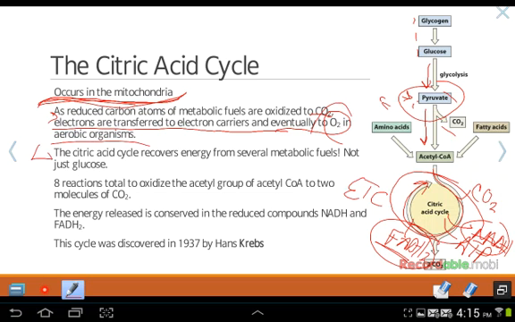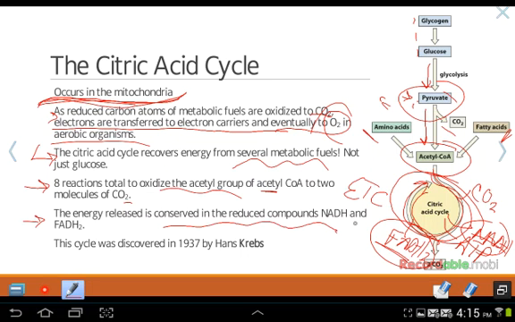The citric acid cycle can recover energy from several metabolic fuels, not just glucose. As you see, amino acids and fatty acids can also be broken down to generate acetyl-CoA, which can then be shuttled through the citric acid cycle. There are 8 reactions total that are used to oxidize the acetyl groups of acetyl-CoA to 2 molecules of CO2. The energy released in that oxidation is conserved in the reduced compounds of NADH and FADH2.